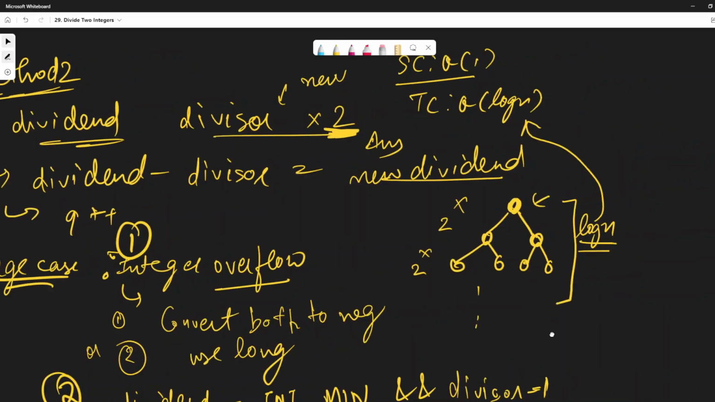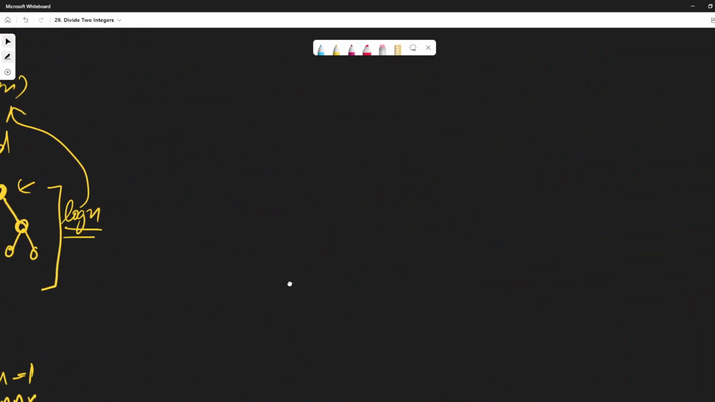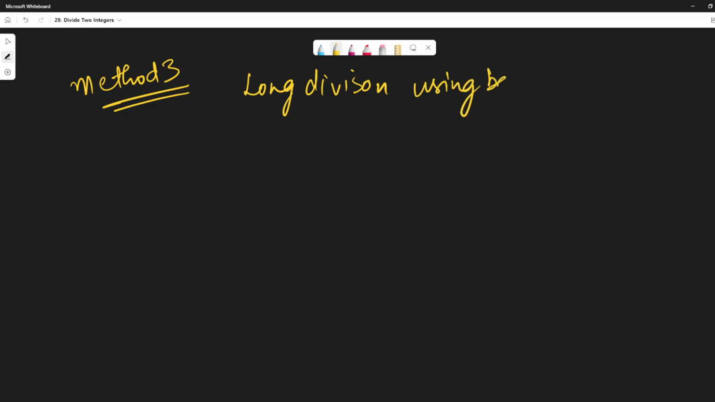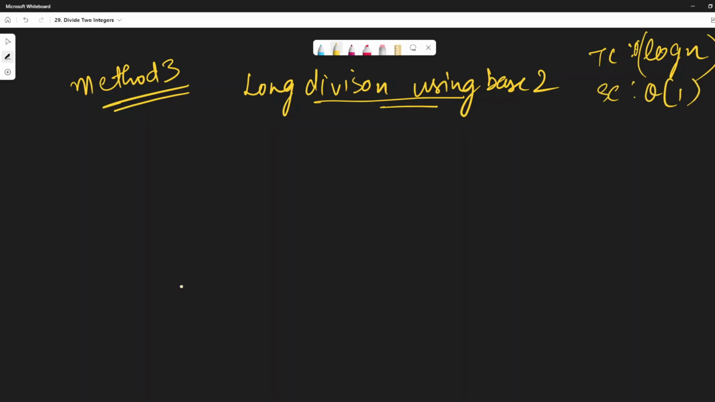Now let me show you the most optimized one. Even this is among the most optimized ones, but now I'm going to show method 3. It is same as method 2 only, but more specifically I could say it is long division using base 2. It uses the previous method, method 2 only, and its time complexity is also log n, and the space complexity is order of 1. But here we would be using bit manipulation.